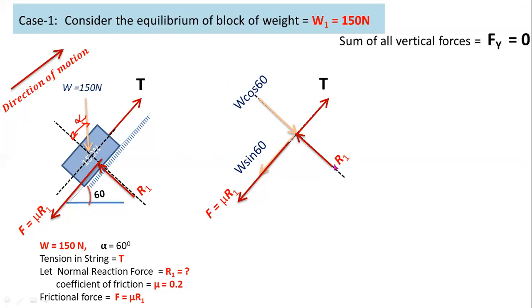So these are the two forces normal to the plane. R1 for upward action, you have to consider positive sign. For downward action, you have to consider negative sign. So plus R1 minus W cos 60 equal to 0.